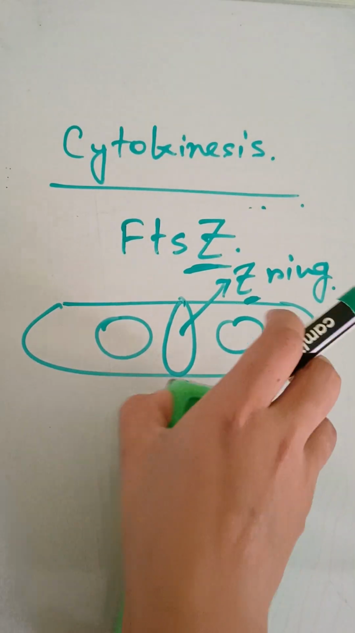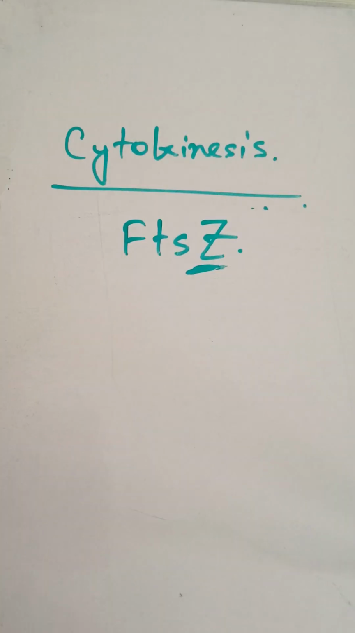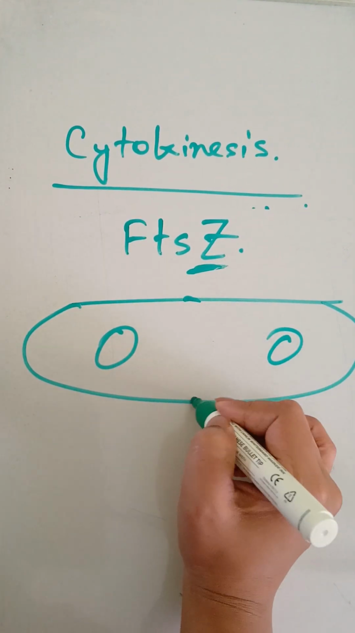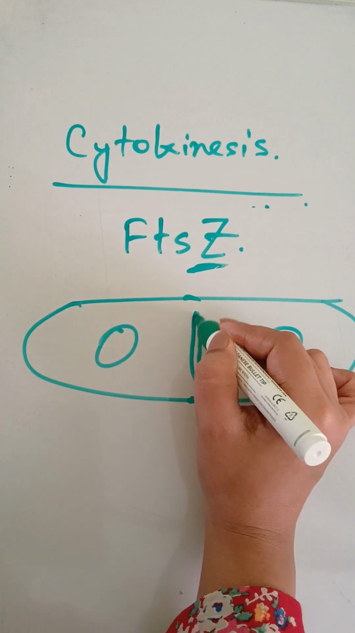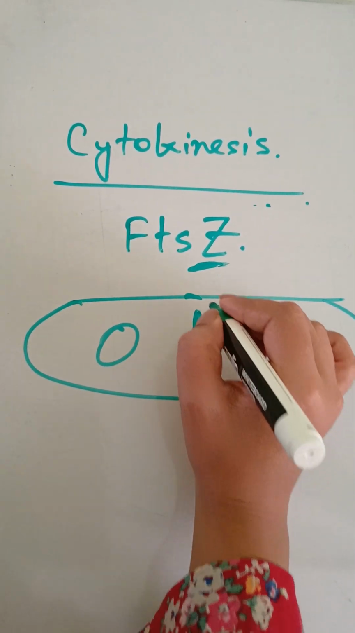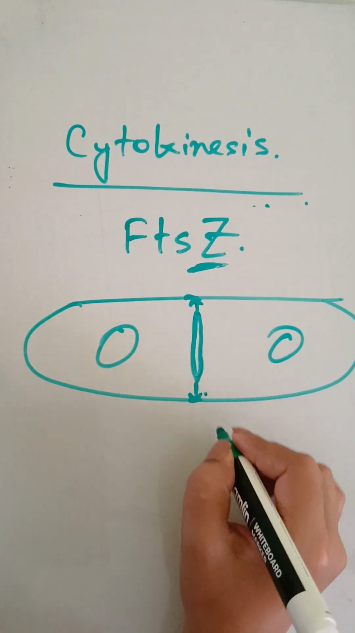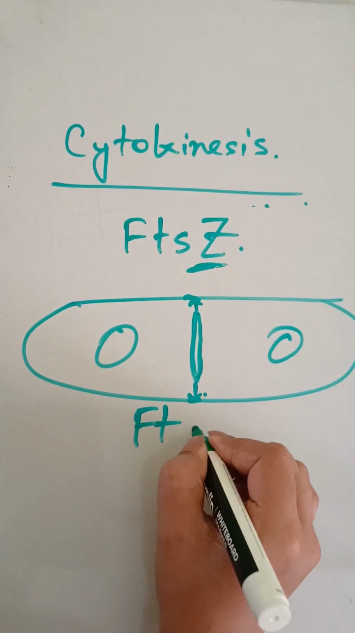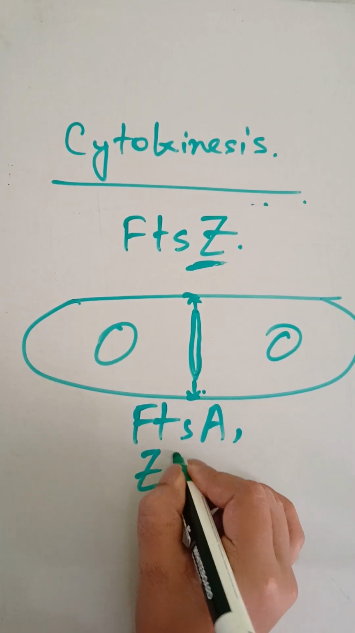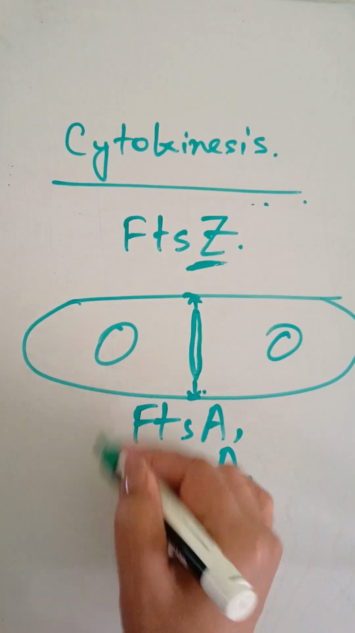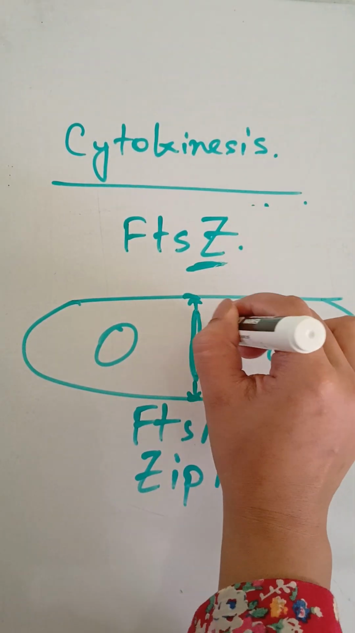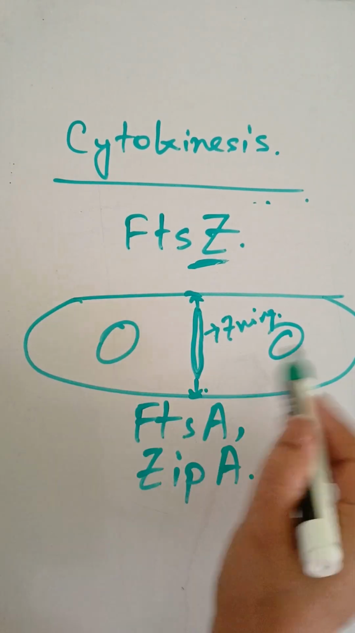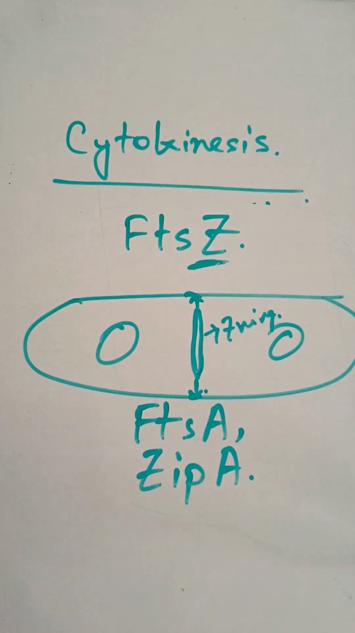Now, the major thing is, when the Z ring forms, it will not touch the membrane of the cell. Okay, for anchoring to the cell membrane, there are two proteins which will help. One is FtsA and another is ZipA protein. These two proteins help to anchor this Z ring to the cell membrane of the elongated cell of E. coli.